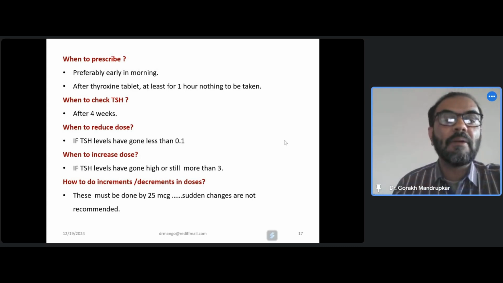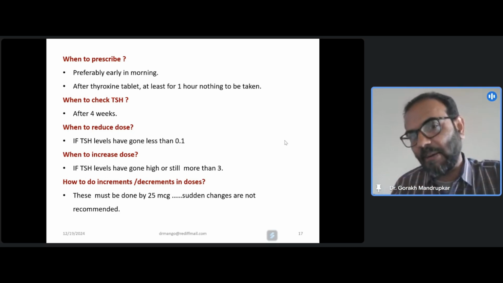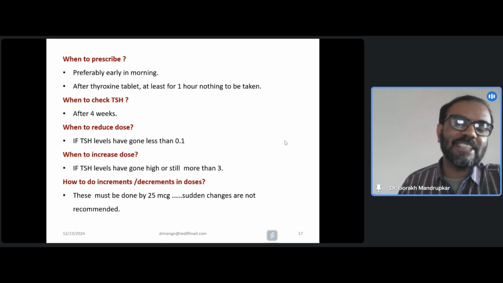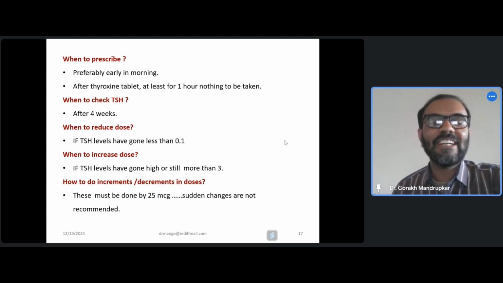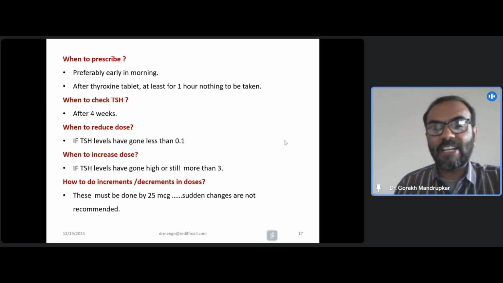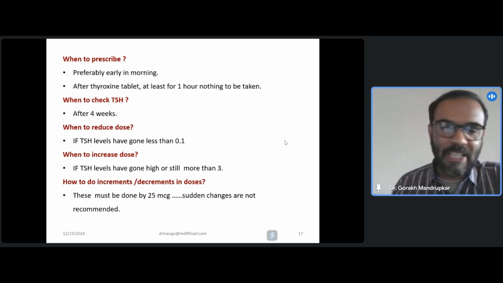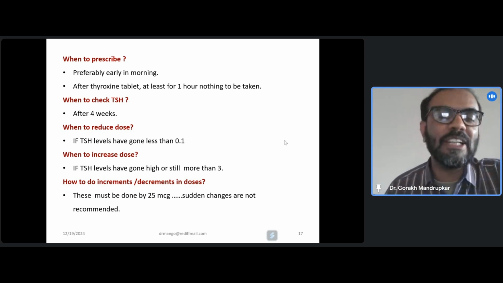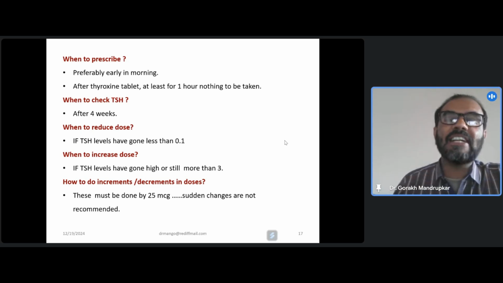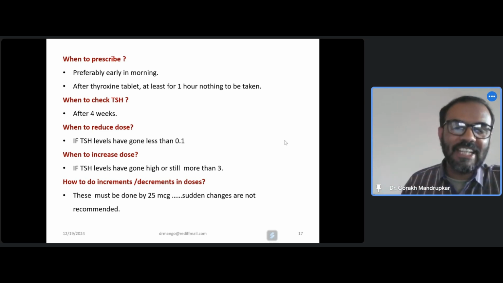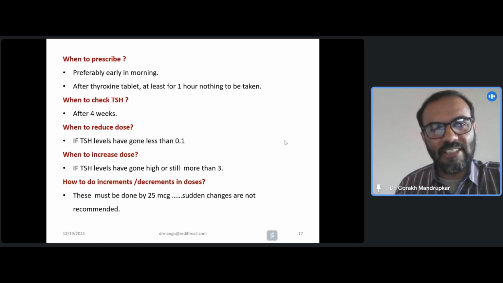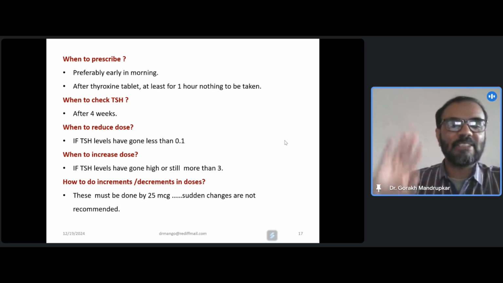Now, purposefully I have kept this slide like this. When to prescribe? Preferably early in the morning. We tell the patient to eat that tablet fasting. But the patient says, sir, can I take it with tea, then eat something after the tea, I eat khari, I eat biscuits. So what is the ideal recommendation? I have discussed it with the pharmacology people and endocrinology people. The simple line they told me is that after the thyroxine tablet, for at least 1 hour, nothing is to be taken. So I tell my patient, as soon as you get up in the morning, take that thyroxine tablet with a sip of water, start your household work, and after 1 hour, go for your tea, coffee, and something. Simple idea.